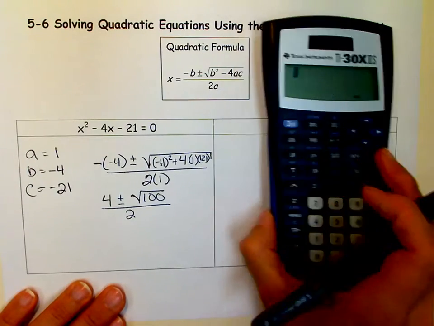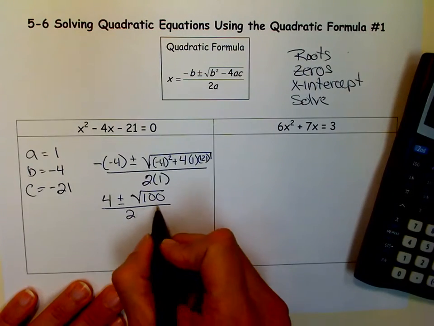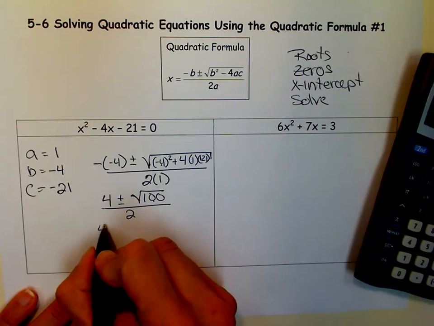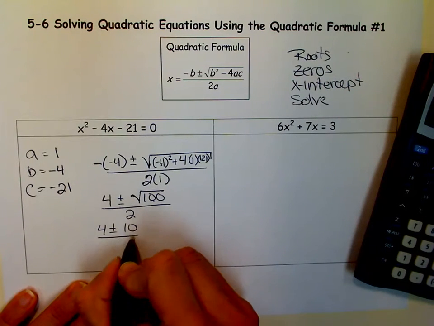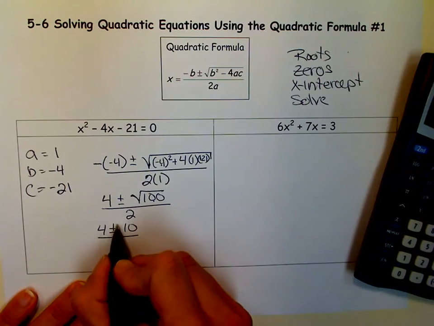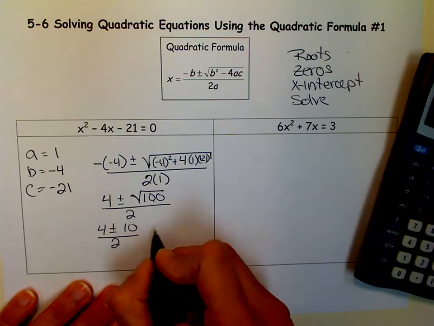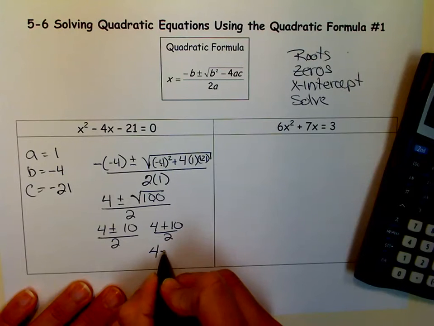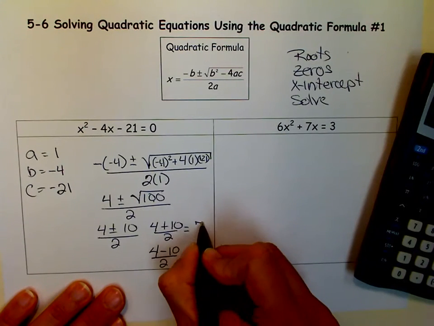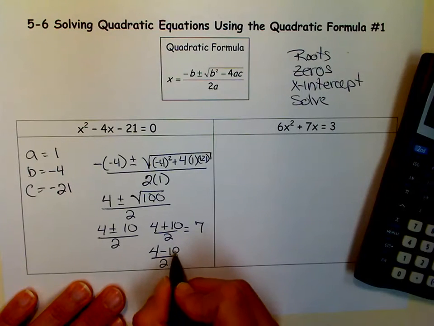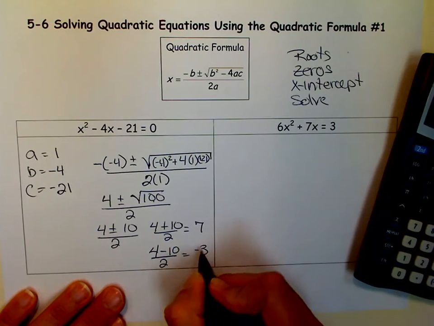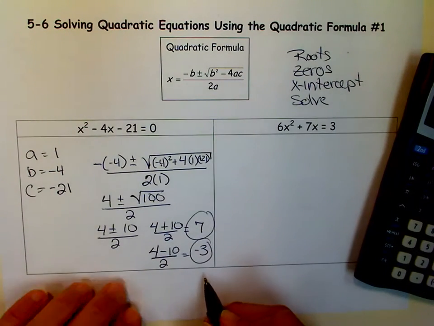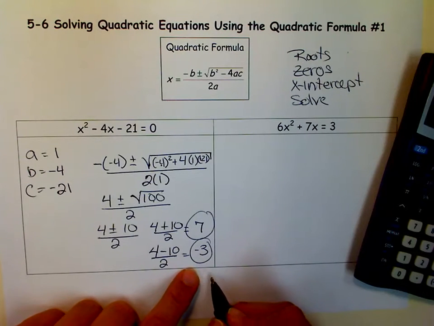So this one would have been factorable if we had factored it. So what is the square root of 100? Well, the square root of 100 is 10. If you don't know that, use your calculator. And remember, you have two answers. You have a plus and a minus. So the first answer is going to be 4 plus 10 divided by 2, and the second answer is going to be 4 minus 10 divided by 2. Well, 14 divided by 2 is 7, and negative 6 divided by 2 is negative 3. So these are our solutions, 7 and negative 3.